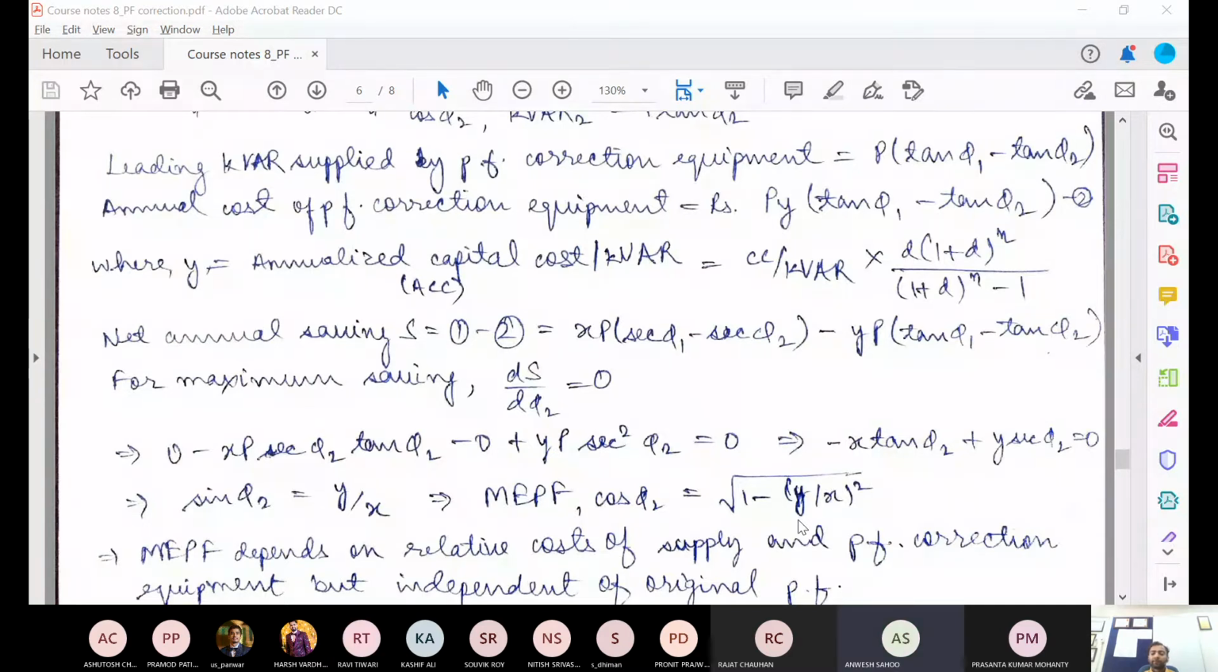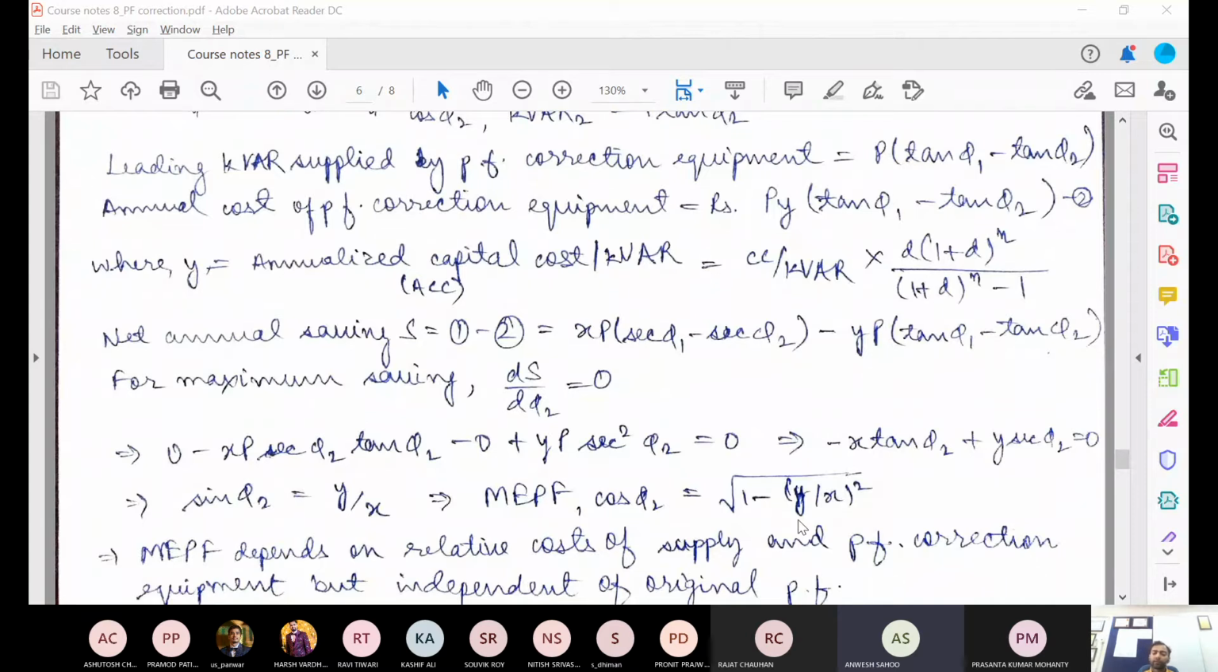Sir, when we are calculating the annual saving, we are taking the active power, and for the cost of the correction equipment, we are taking the reactive power. So how do we know that, sir, about the reactive power? Active power, I understand that we are taking for the annual saving. But your question is not clear to me. Can you repeat it again?